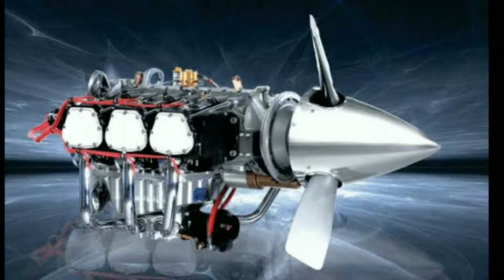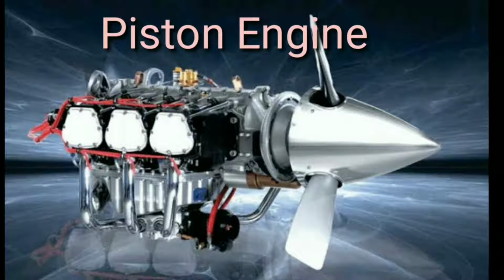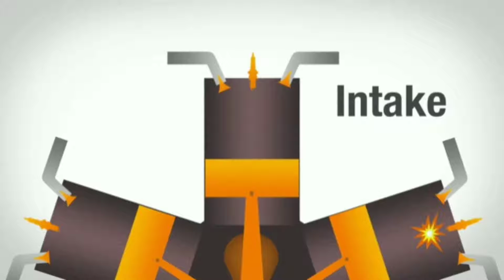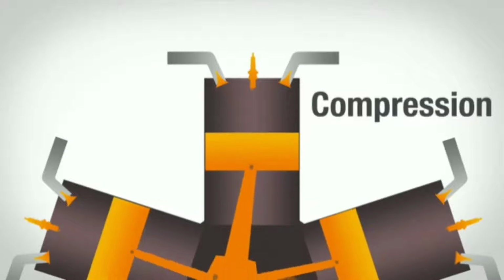The first engine we'll be talking about today is the piston engine. A piston engine converts linear motion into rotational motion by the rotation of a crankshaft. In a piston engine, there are 4 strokes, namely intake, compression, power, and exhaust. During the first stroke, which is the intake stroke, the crankshaft pulls a piston down, creating a vacuum. This vacuum draws a mixture of fuel and air through the intake valve.